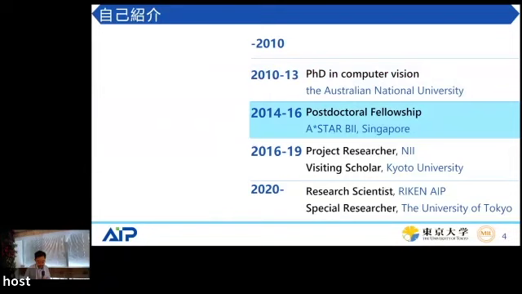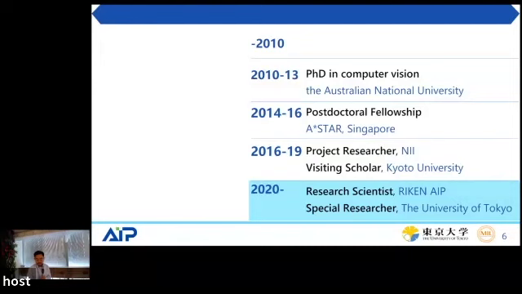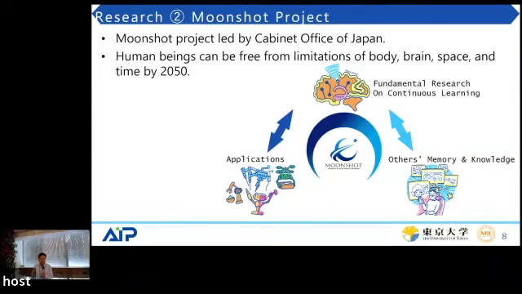Then I went to A*STAR for the postdoc, and then NII and Kyoto University, participating in an ImPACT project, a network by the Cabinet Office to work on hardware as well as software. Now, we're lucky, I'm at RIKEN as a research scientist and also a special researcher at the University of Tokyo. Basically I'm doing three directions. One is medical research, for example, we have a textbook on AI in clinical medicine, and all sorts of medical topics.